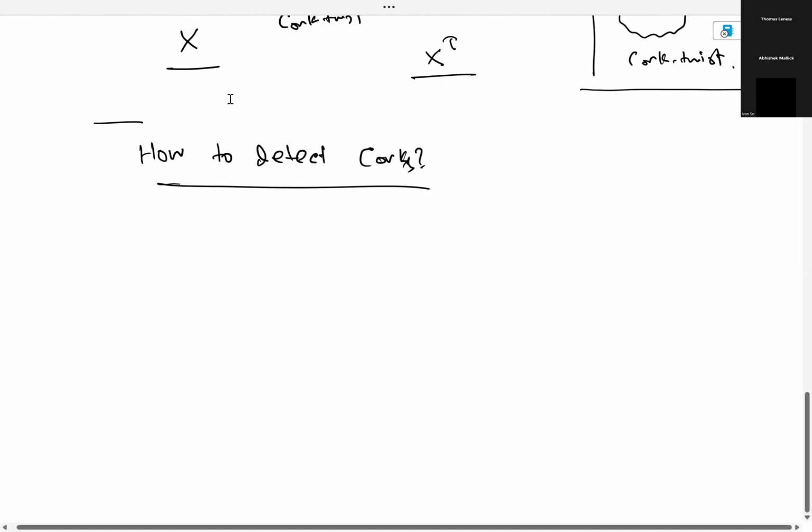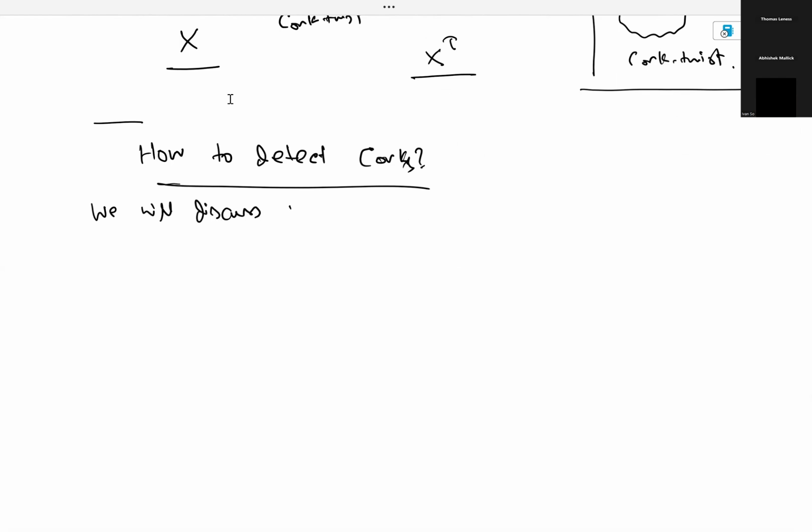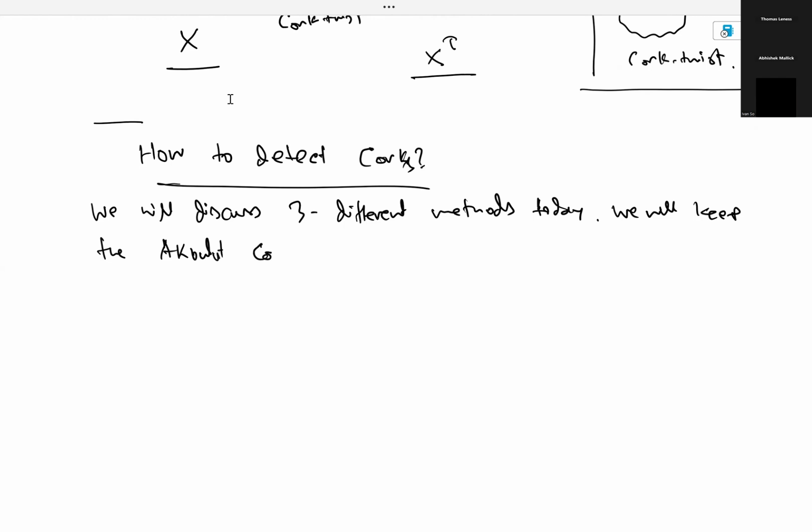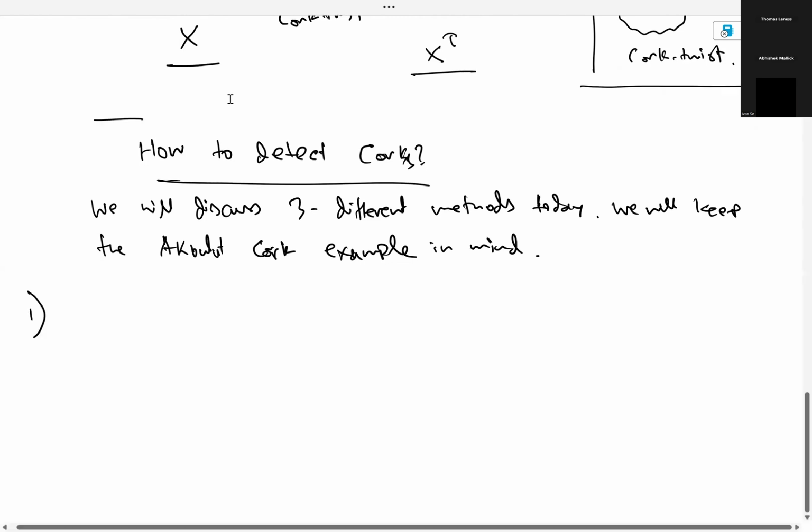So I'll explain. We will discuss three different methods today. Okay, all of them as an example. We will keep the Akbulut cork example in mind as we go through these different methods. Okay, so here's the first method.